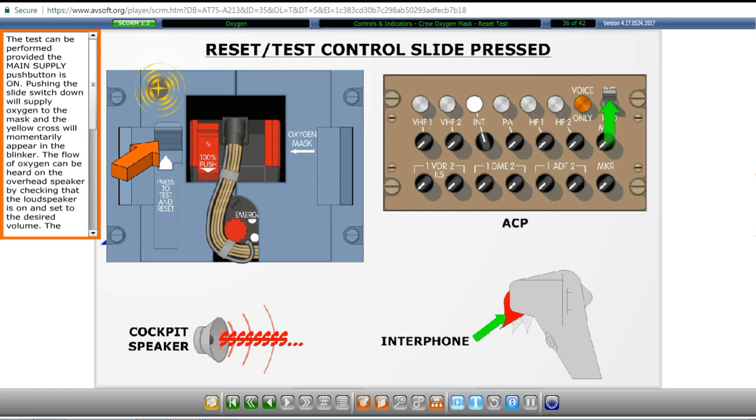Pushing the slide switch down will supply oxygen to the mask, and the yellow cross will momentarily appear in the blinker. The flow of oxygen can be heard on the overhead speaker by checking that the loudspeaker is on and set to the desired volume. The transmission lever on the control wheel, or audio panel, should be set to the interphone position, and interphone reception on the audio panel should be selected as well.